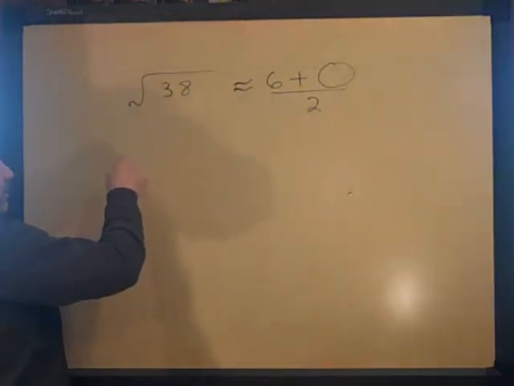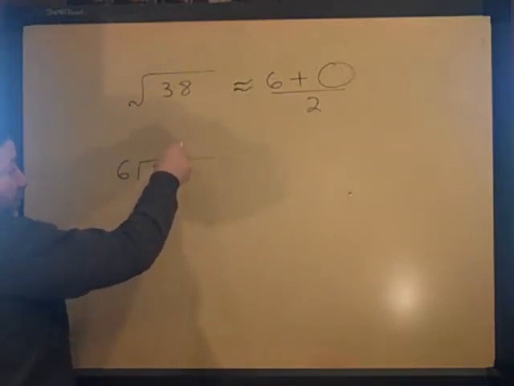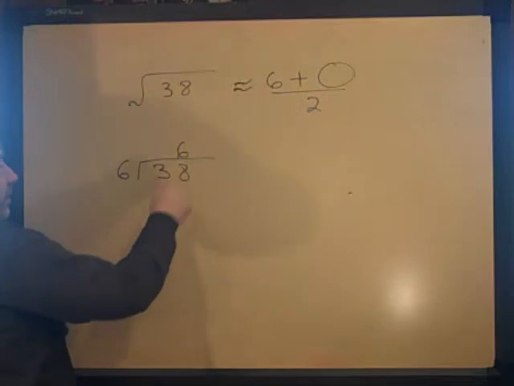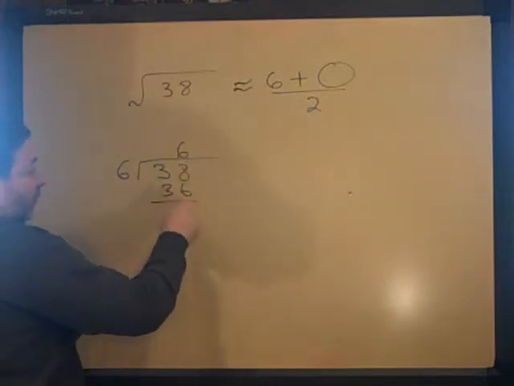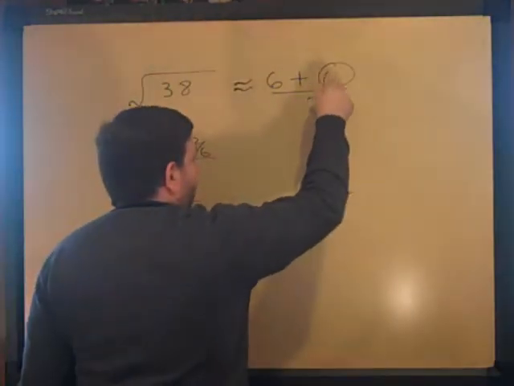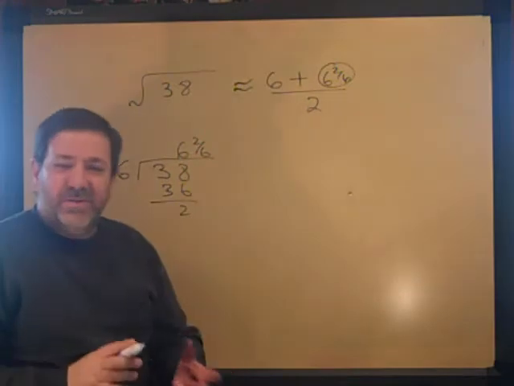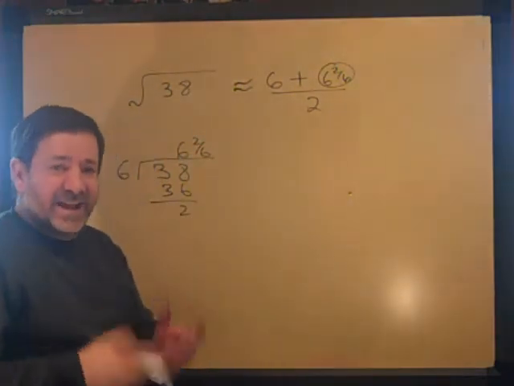Now I take that number 6, and I do long division into 38. Go 6, and 2 left over. So 6 and 2, 6. And I add these two numbers. And I divide by 2. Well, that's the average.